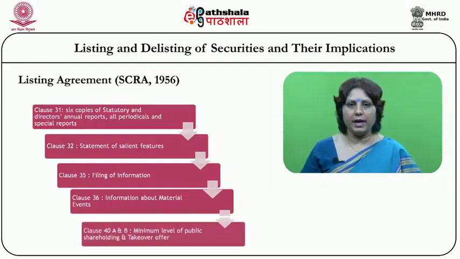Then under clauses 40A and 40B, the minimum level of public shareholding and takeover offers have to be informed. Rule 19 of the SCRA rules has now made it compulsory that every public company should have a minimum of 25% public shareholding. So, in the case of companies that do not meet this requirement, the promoters have to offer their shares for sale to the public. They can do it in the primary market or in the secondary market also. All details have to be given, and if there has been any takeover or acquisition offer for the company, the details have to be given by the company under this clause.